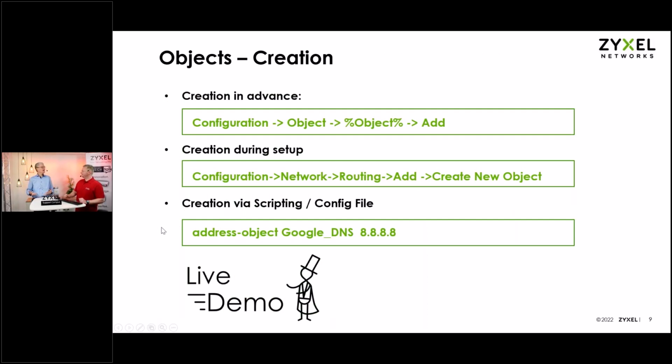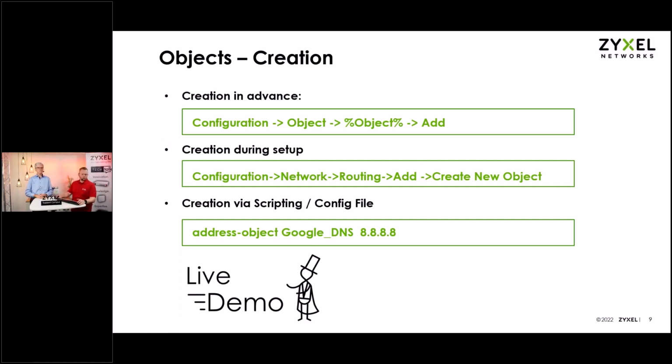Okay. So how do I create an object? That's the question. And I think there are various ways of doing it. Yep. We know 3 ways of creating objects, and we will start with the easiest one, the creation in advance. So you plan your network, or you plan a new configuration on your device, and you start thinking about, okay, do I need a new address object? Do I need a new user for that? And you then navigate to the object configuration menu and add it from there.